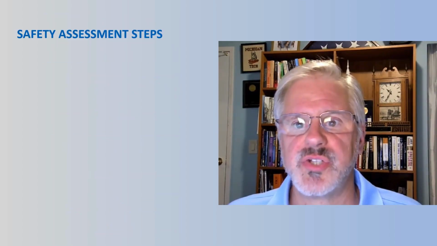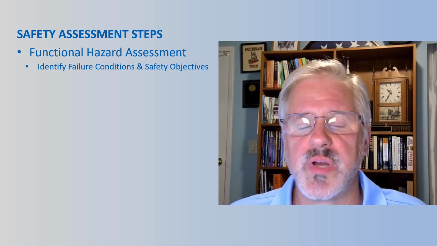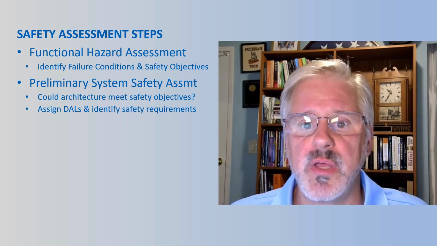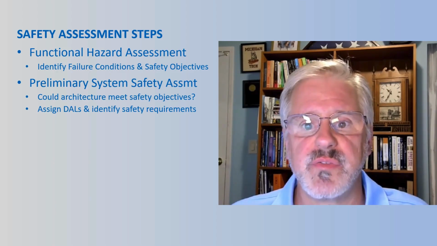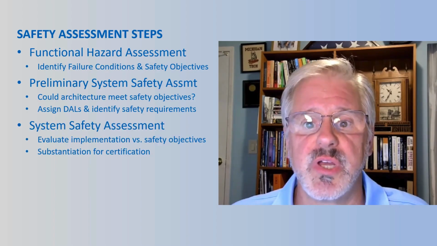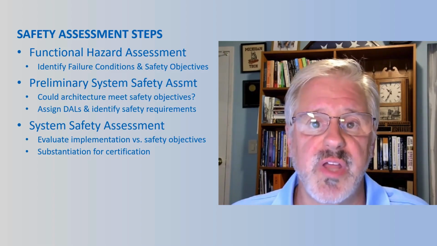Regardless of the technology used in the implementation, the safety assessment process has three major steps. The FHA asks, what if the function is lost or erroneous, to set safety objectives. The PSSA evaluates the architecture against those safety objectives, identifies safety requirements, and assigns development assurance levels. And the SSA evaluates the actual implementation against those safety objectives for certification.